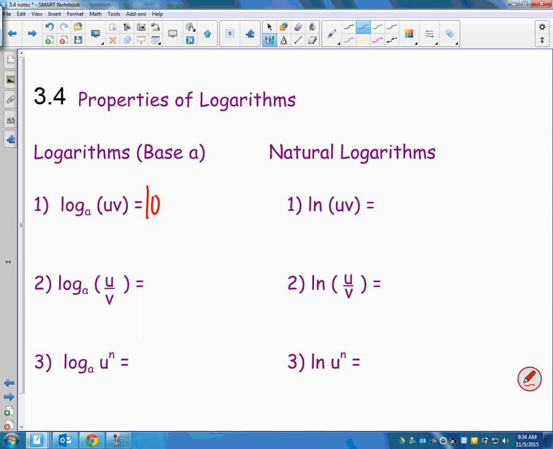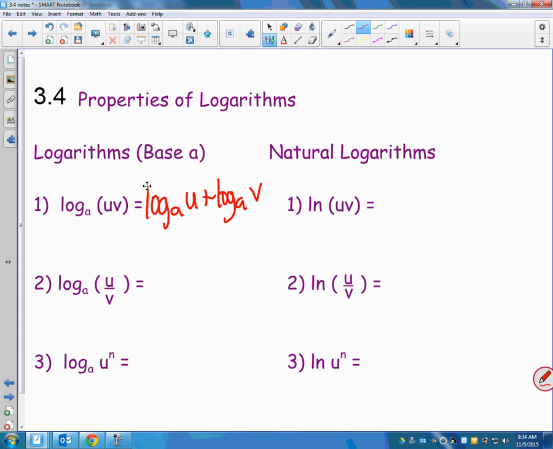You could write this as log a u plus log a v. And the point of this is, in order to solve equations and simplify things, we have to know these properties sometimes in order to do that. And so that's why we spend a day doing this before we talk about solving equations, which is the next step with logarithms. So addition means multiplication of logarithms.